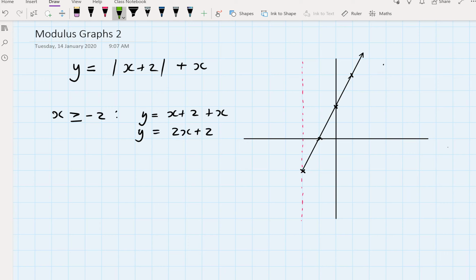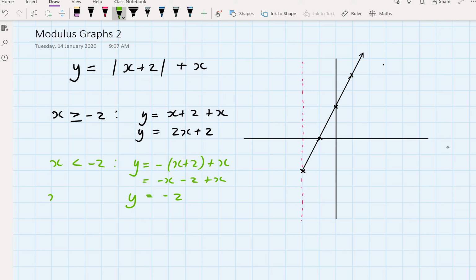We now need to look and see what happens when x is less than minus 2. Well, when x is less than minus 2, in other words, a value like minus 3, that's going to make what we have inside the modulus bracket a negative number. And therefore I need to multiply it by a negative in order to make the whole thing positive. So I'm going to end up with this function here: minus (x plus 2) plus x. Now if I remove that bracket, I'm going to get minus x minus 2 plus x. And if I tidy all of that up, I'm just left with y is equal to minus 2.